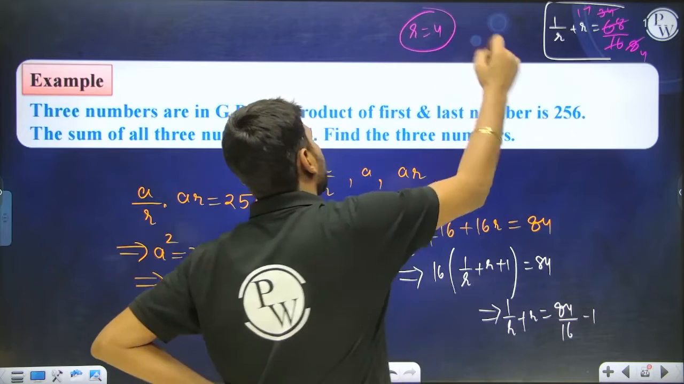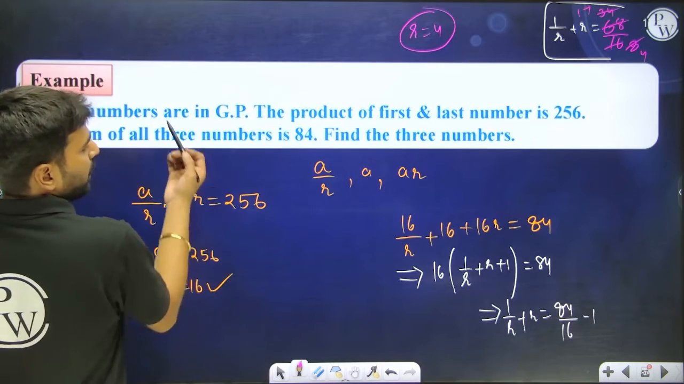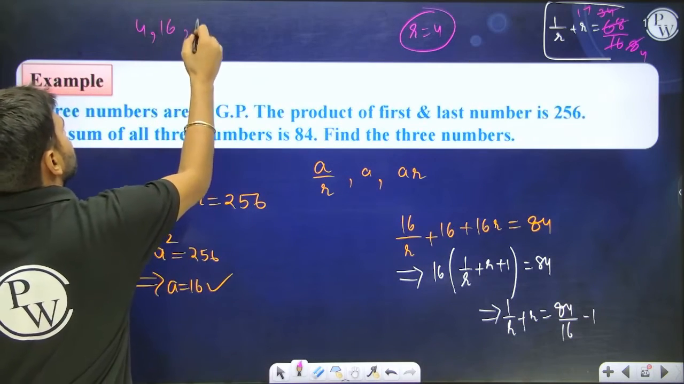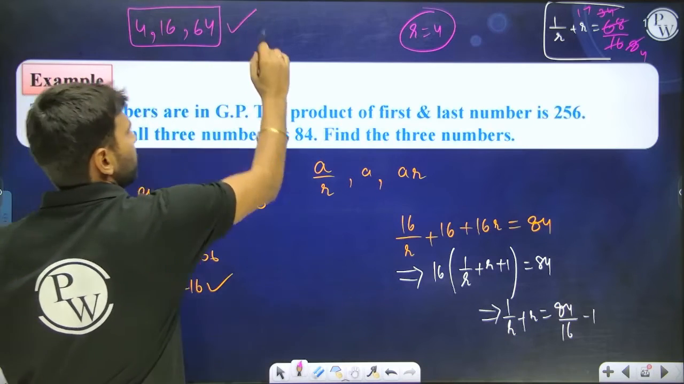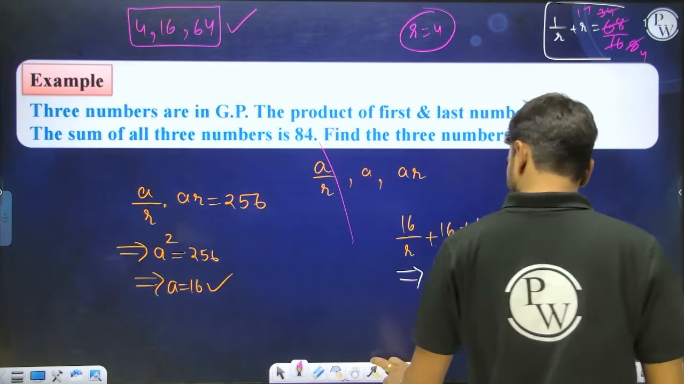If R is equal to 4, then can you write down the three numbers? Yes, 4, 16, 64, that's it. These are the three numbers and the question is done. Yes or no, everyone? Yep.